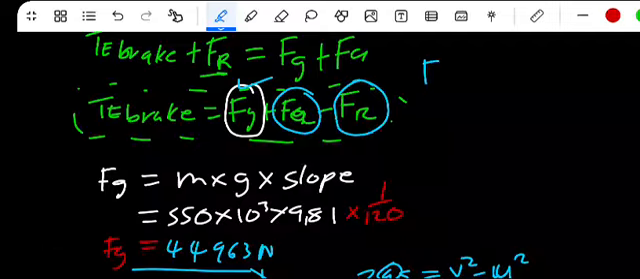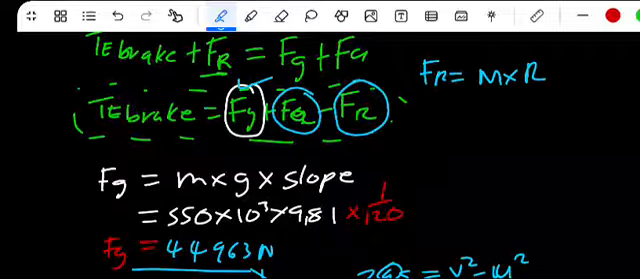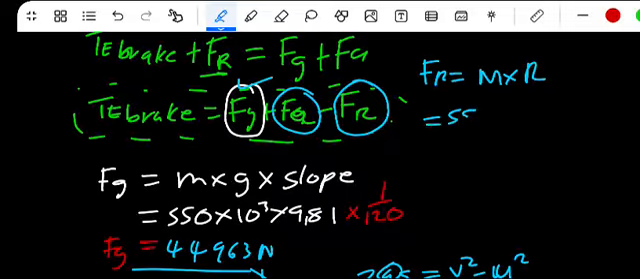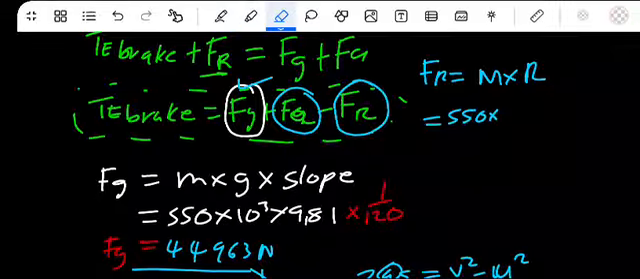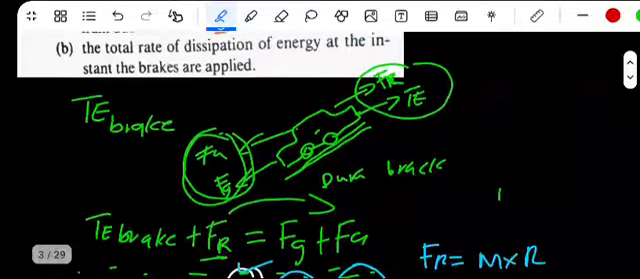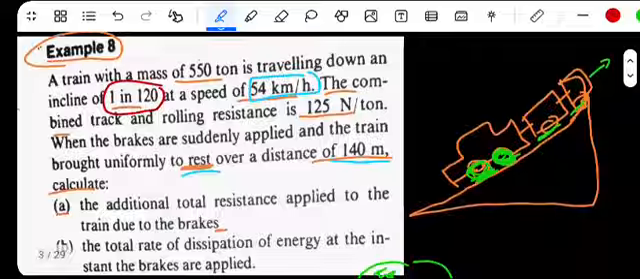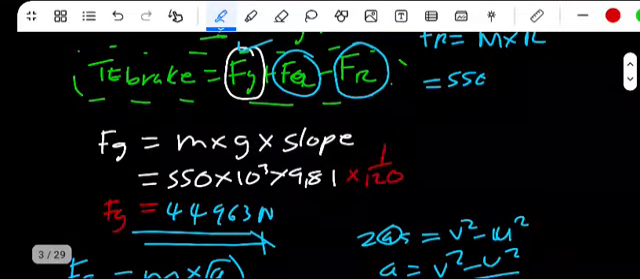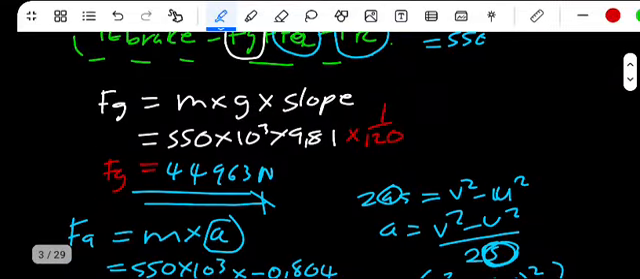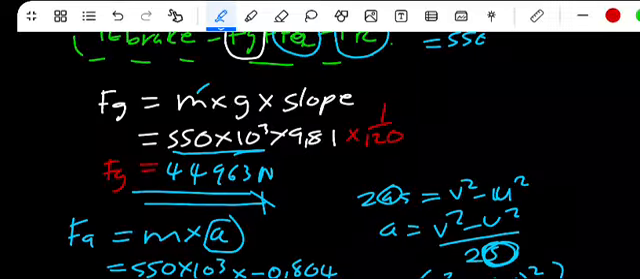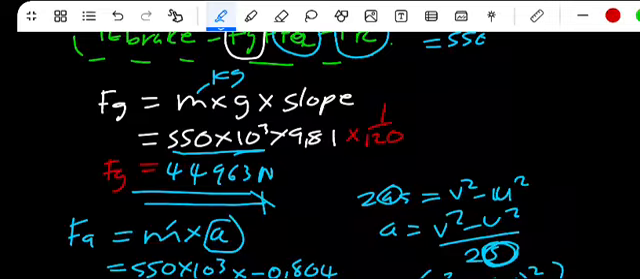What will be FR? We know FR is mass multiplied by rolling resistance. The mass is 5 times 10. Remember, it's in tons. Let me leave it in tons for now, because I have 120 Newton per ton. It's in tons, so be careful. Why here did I multiply by this? So that it will be in kgs. This is the mass in kg.